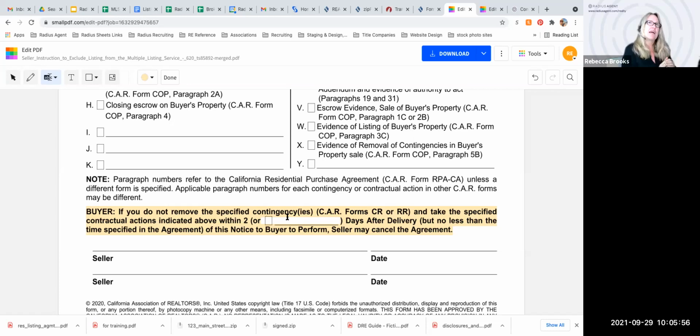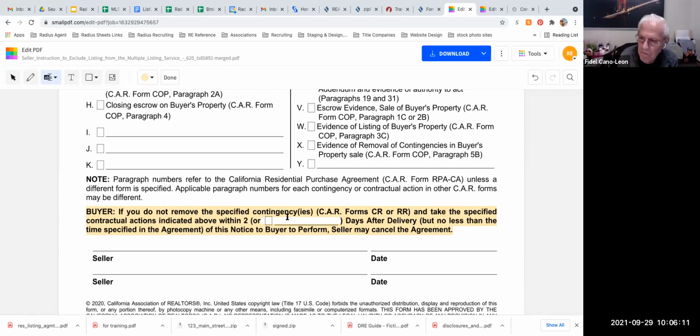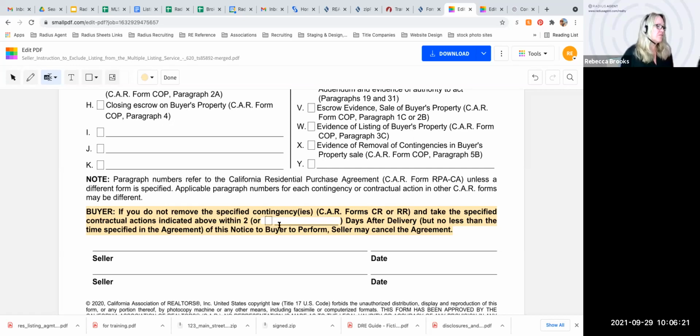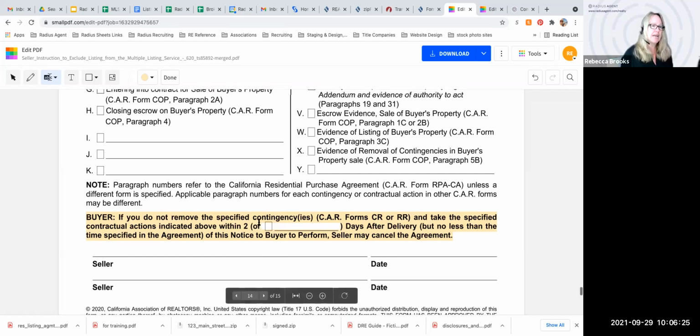A breach of contract, meaning in a situation where a contract is completely non-contingent and then the buyer fails to perform and close escrow, is a breach of contract. Yeah. If the buyer fails to perform and close escrow once all the contingencies are removed, yes. Okay. So just remember, this is 2 days in order to take action.